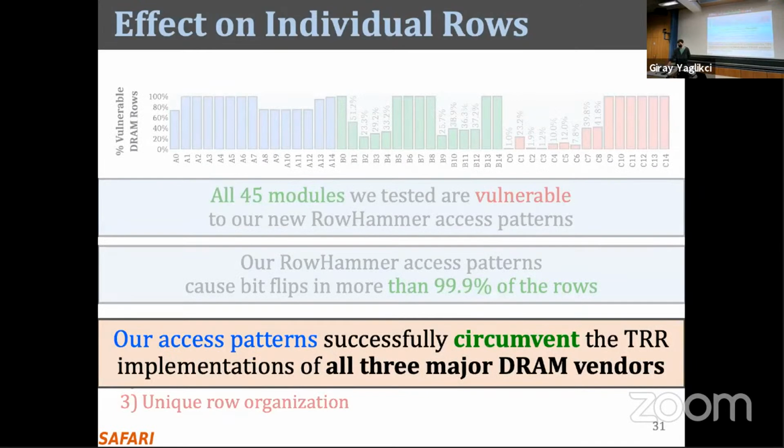We conclude that although some modules are less vulnerable, our access patterns successfully circumvent the TRR implementations of all three major DRAM vendors.